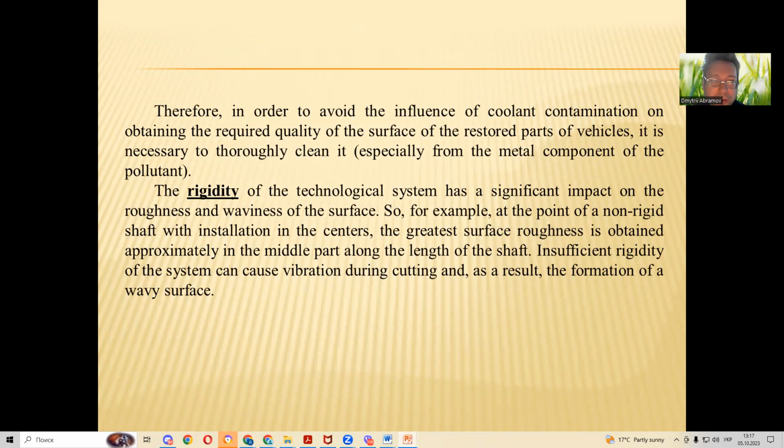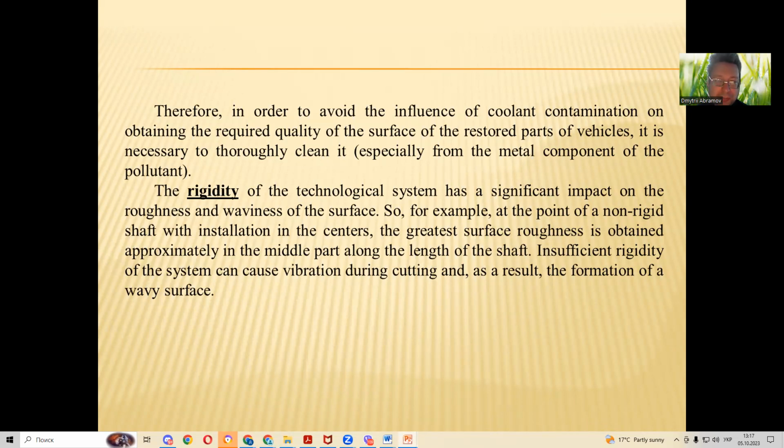Therefore, in order to avoid the influence of coolant contamination on obtaining the required quality of the surface of the restored parts of vehicles, it is necessary to thoroughly clean it, especially from the metal component of the pollutant.